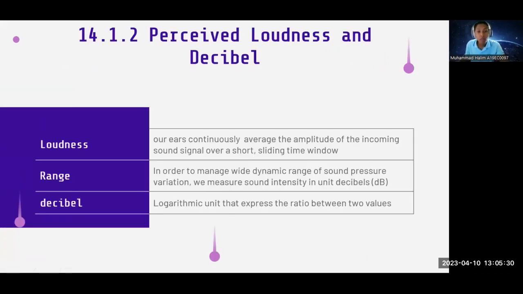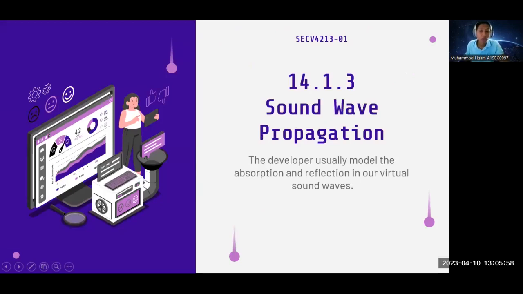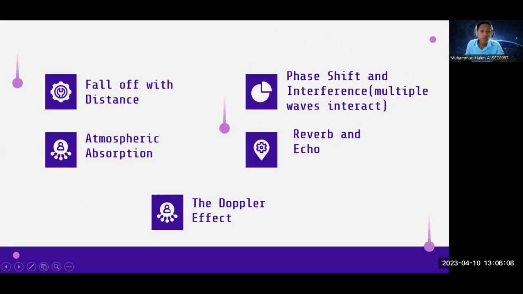So in chapter 14.1.2, they explain the loudness and the decibel. In order to manage the wide dynamic range of sound pressure variation, we measure sound intensity in the unit decibel. For sound wave propagation, the developer usually models the absorption and reflection of our virtual sound wave. There are actually five models of absorption and reflection: fall off with distance, atmospheric absorption, phase shift and interference, which is multiple waves interacting, reverb and echo, and lastly the Doppler effect.